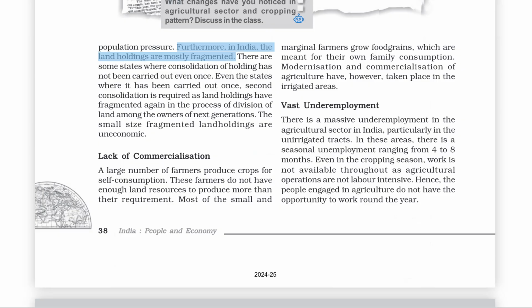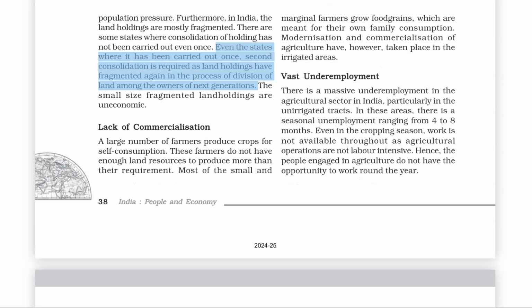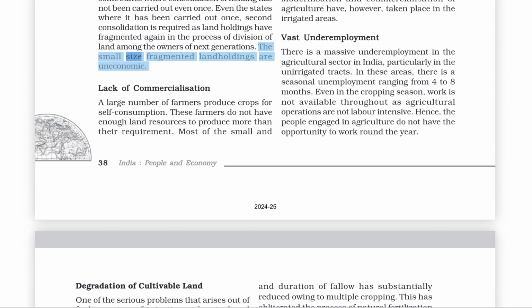Furthermore, in India, the land holdings are mostly fragmented. There are some states where consolidation of holding has not been carried out even once. Even in the states where it has been carried out once, second consolidation is required as land holdings have fragmented again in the process of division of land among the owners of next generations. The small size fragmented land holdings are uneconomic.